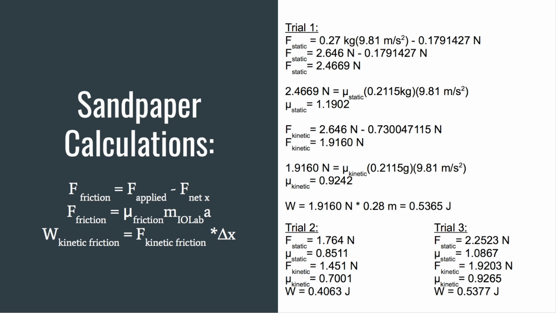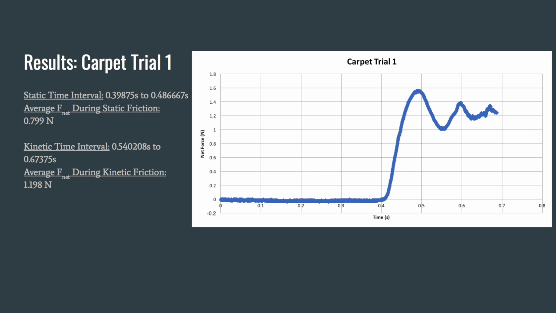The kinetic force of friction for trial 1 on sandpaper was found to be 1.9160 newtons, and the kinetic coefficient was found to be 0.9242. The work done by friction was found to be 0.5365 joules of energy. These are the results for the first trial on carpet.